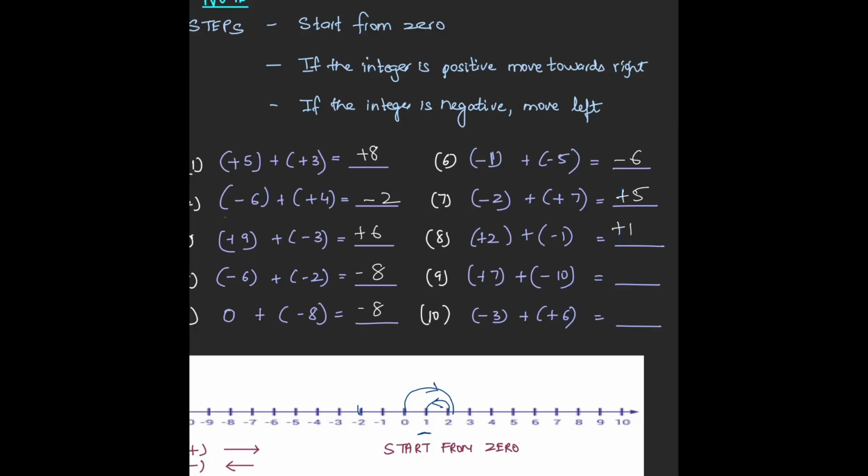The last two sums are left now. Positive 7, negative 10. From 0, jump to positive 7. Oh my god, this ink that I'm using. Okay, from 0 to positive 7, we jump here first. And negative 10. Oh, so we have to jump 10 numbers behind now. 1, 2, 3, 4, 5, 6, 7, 8, 9, 10. Negative 3 is the answer.